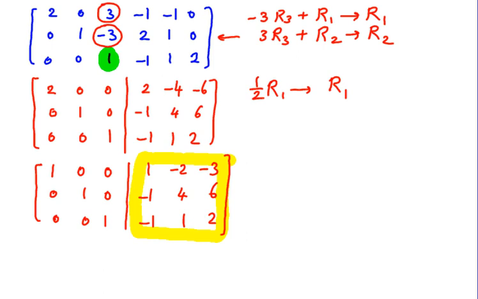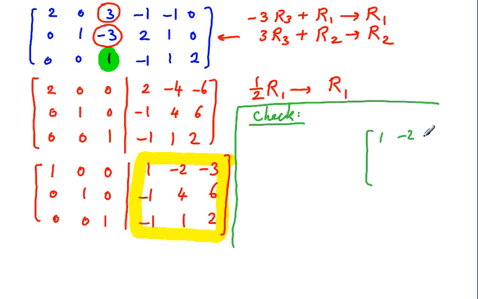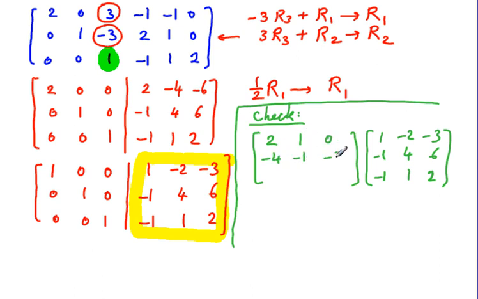Okay, once you get to this stage, what is it that you need to do? You need to do at least some checking. So let's do, how do you check? Yeah, 1, 2, minus 3, minus 1, 4, 6, minus 1, 1, 2. Our original was 2, 1, 0, minus 4, minus 1, minus 3, 3, 1, 2.